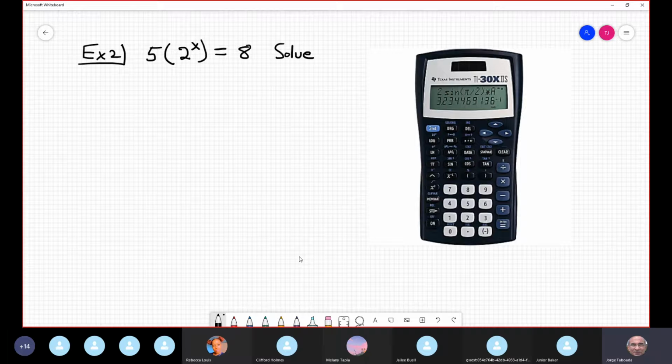You have to isolate the exponential part. Sorry, I make a mistake. The mistake is that the exponent is not x, it's 3x. Okay, so the new thing is you always try to isolate the exponential part. So you divide the equation by 5. So far, in the second line, we have 2 raised to the 3x is equal to 8 over 5.